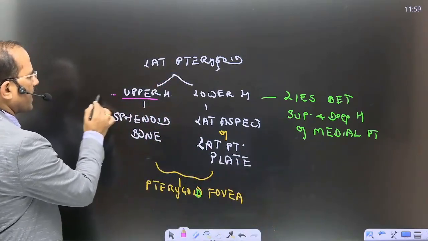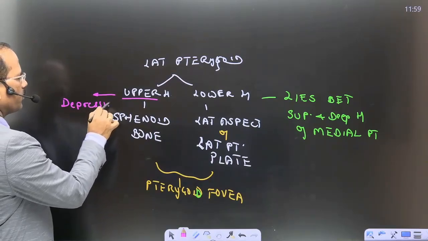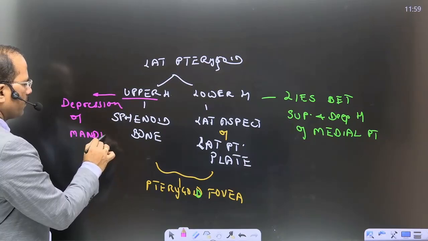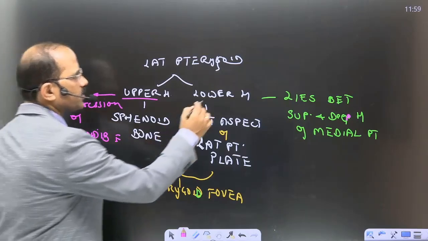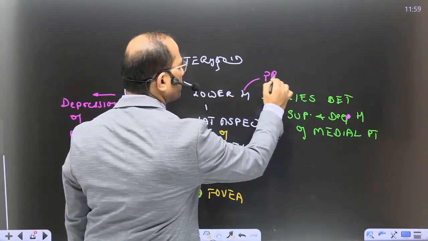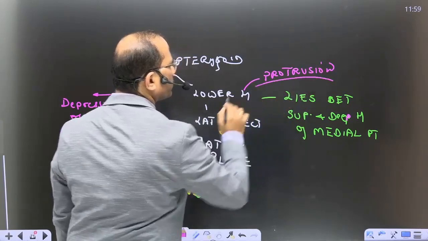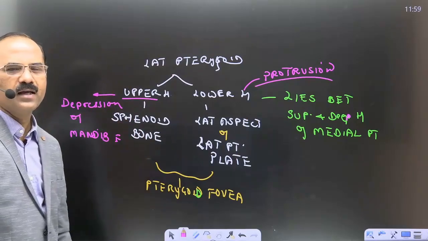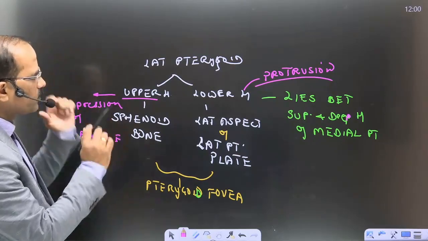What is the action of the upper head? It does depression of the mandible. And the lower head does protrusion of the mandible. So the lower head does protrusion, the upper head does depression of the mandible. I hope I'm clear to all of you. Okay, so that's about the lateral pterygoid.